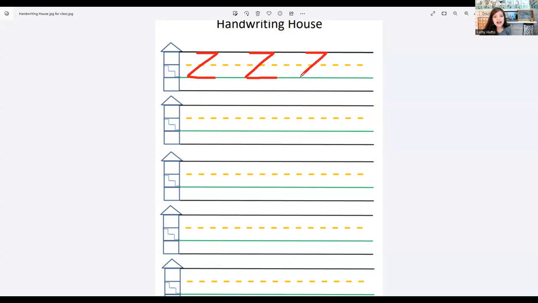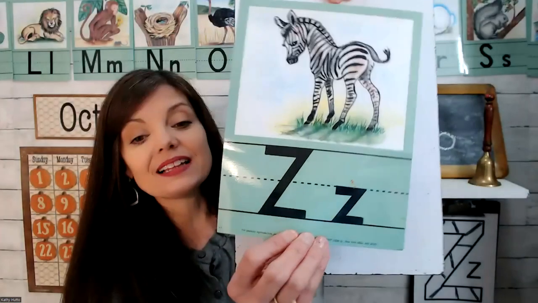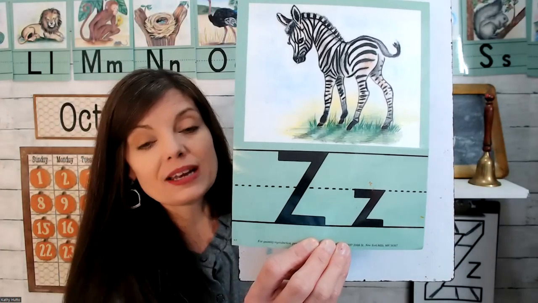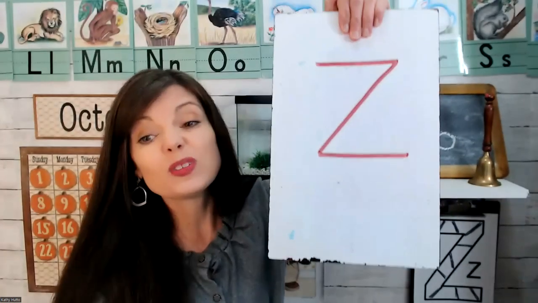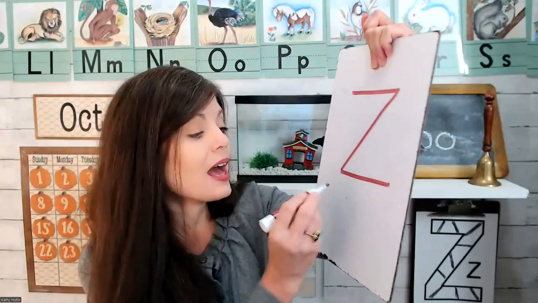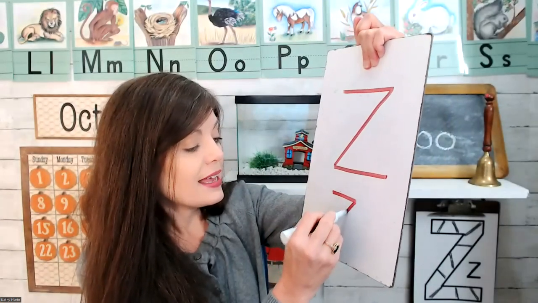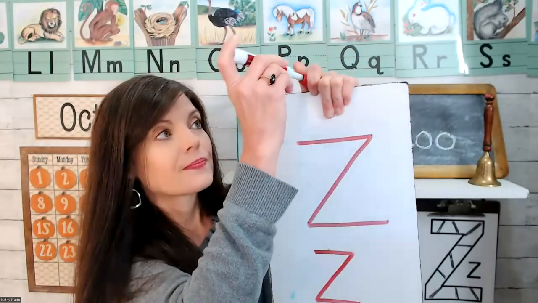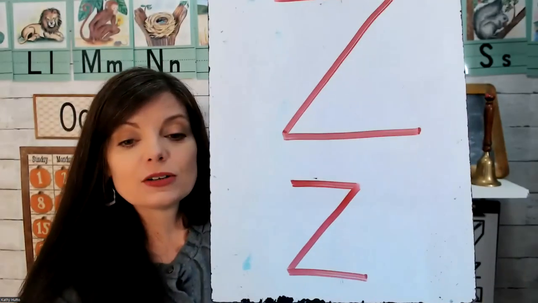Straight, slide, back. I like to say zig, zag, zig when I'm practicing my letter Z's. Well, the big Z and the little Z look the same. One is big and one is small, but you're still going to make the same lines, straight and slide and back. Let's practice making little letter Z.